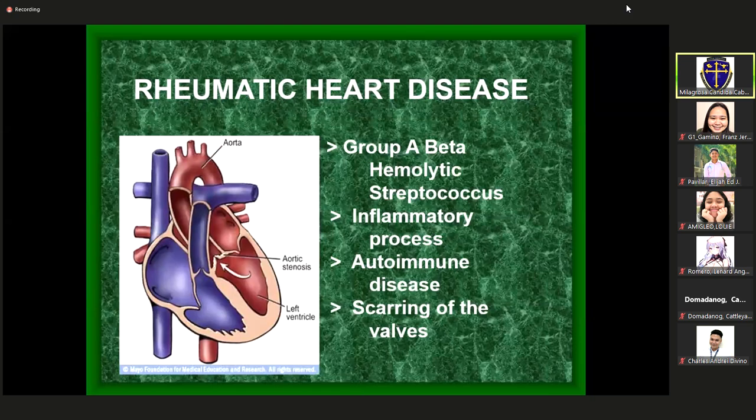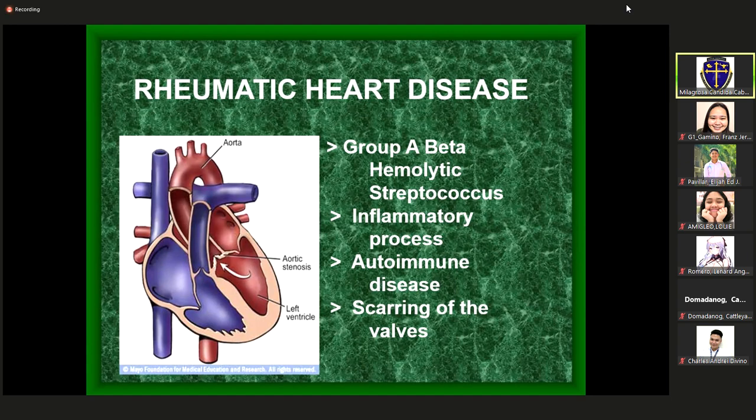Okay, let's go now to rheumatic heart disease. The causative agent would be your group A beta hemolytic streptococcus. This is considered as an inflammatory process and of course, autoimmune disease na siya. This also causes scarring of the valve. Okay? Yung mga nagtotonsillitis na tatlong beses sa isang taon, kindly remove na your tonsils because the causative agent of that one would be your streptococcus.